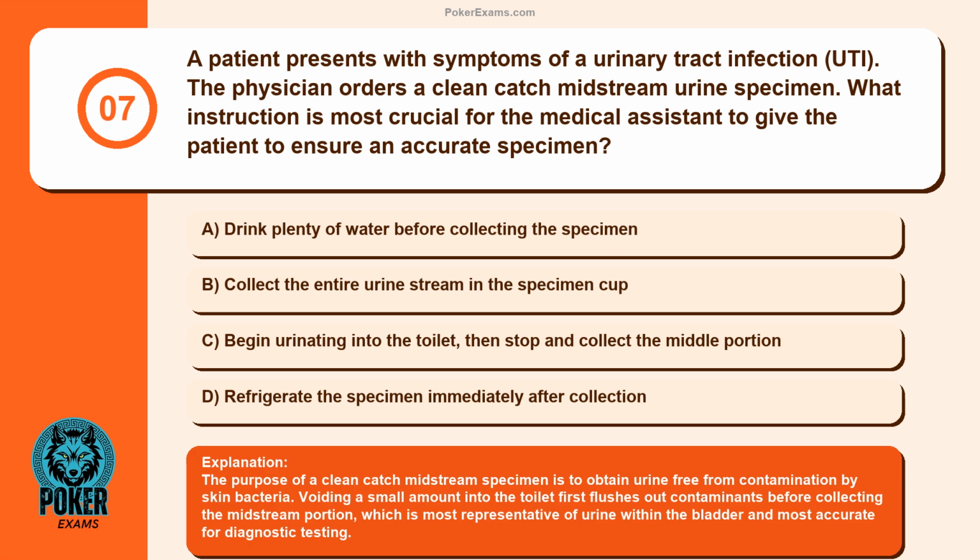The purpose of a clean catch midstream specimen is to obtain urine free from contamination by skin bacteria. Voiding a small amount into the toilet first flushes out contaminants before collecting the midstream portion, which is most representative of urine within the bladder and most accurate for diagnostic testing.